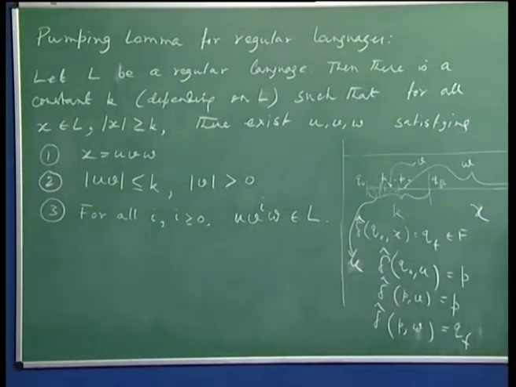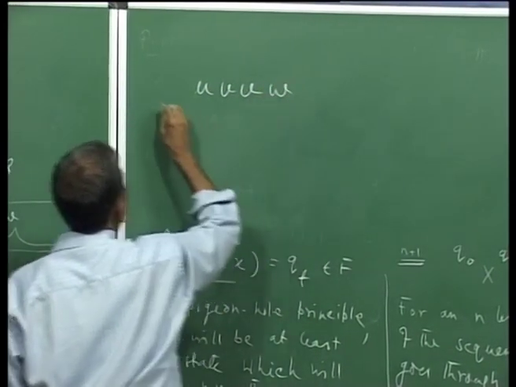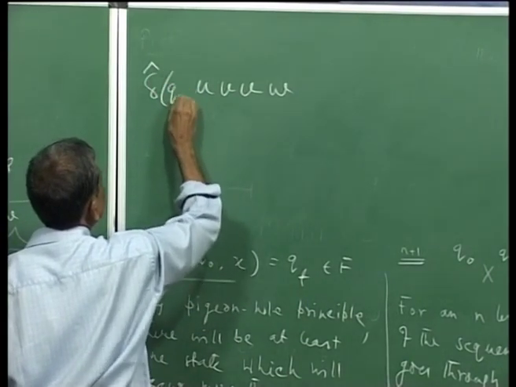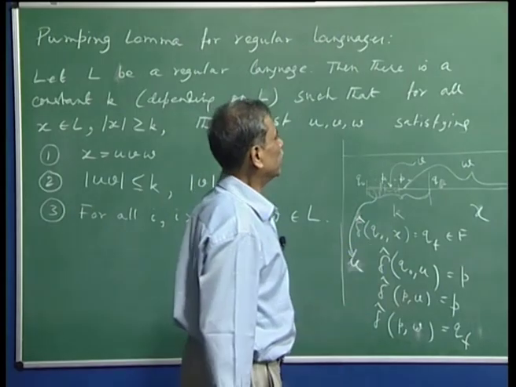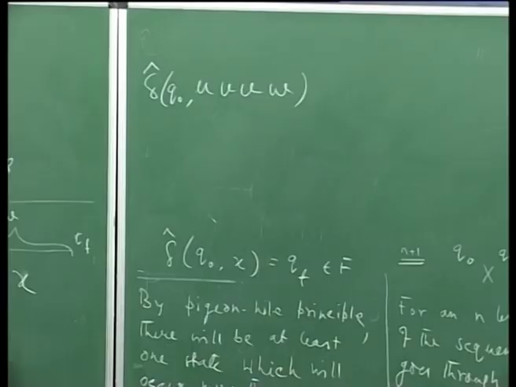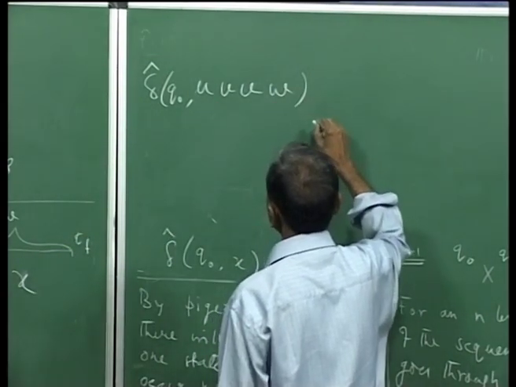Now, the rest of the proof is a simple application of these facts. Now, what will happen on the string u, v, v, w? What can we say about the behavior of the machine from q0 on this string? Let us look at this. We will just use these facts. It is easy to see what is going to happen.